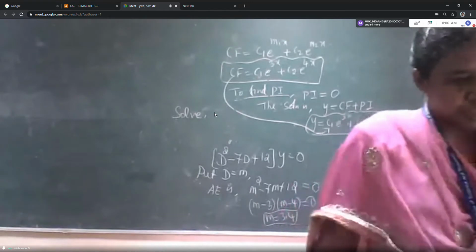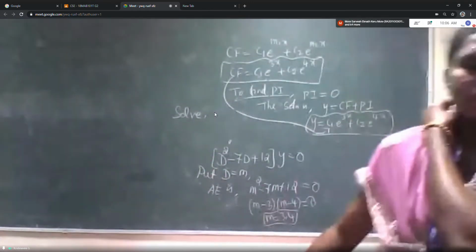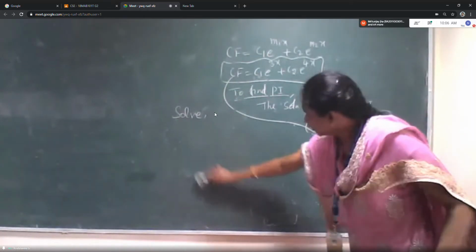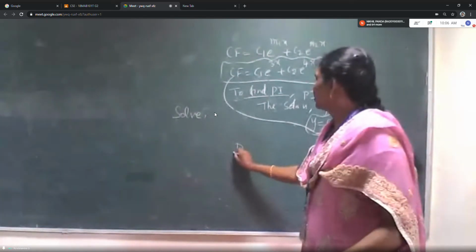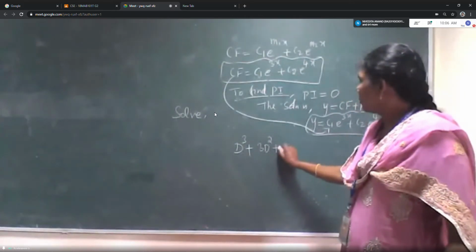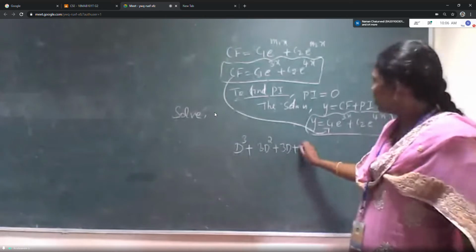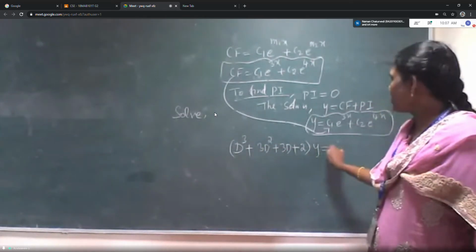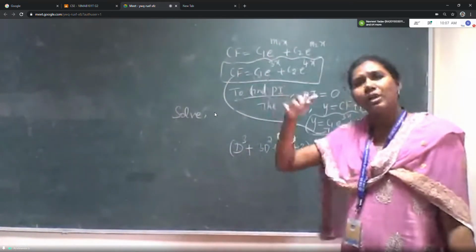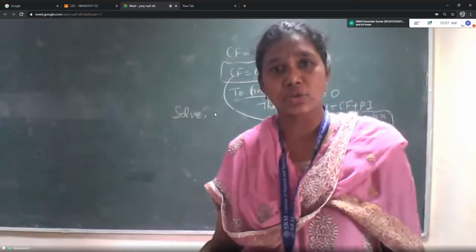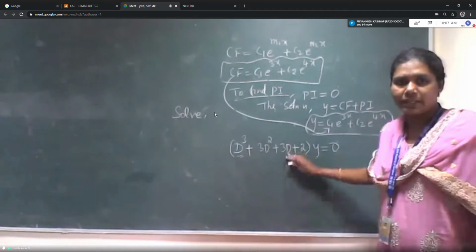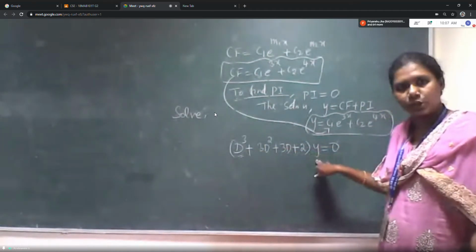Okay. I will give one question. You try to solve it. Solve D cube plus 3D square plus 3D plus 2 into y equal to 0. Sometimes they will give in terms of D only. Sometimes if they give in terms of small d3y by dx3, first you rewrite the given equation using the operator capital D. But in this problem he has given directly in terms of capital D, no problem.